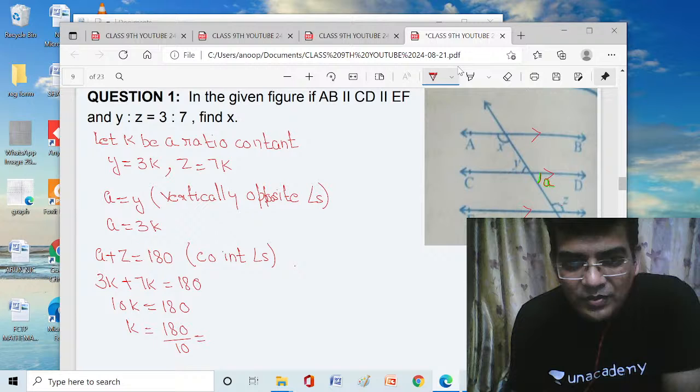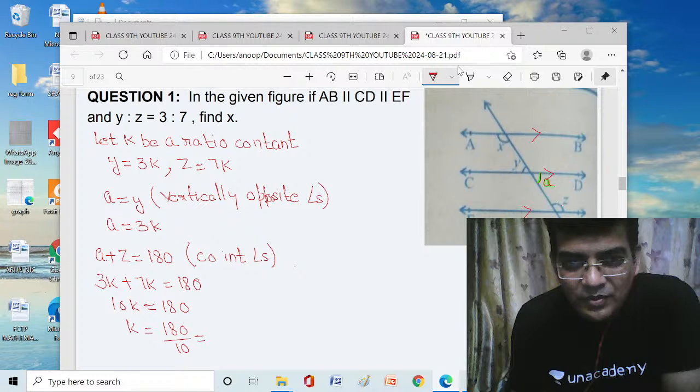So I've calculated y. Now moving on to the next, I can calculate z, because z was also in terms of k. It's 7k. So z is equal to 7 into 18. So let's multiply it. 7 into 8 will give me 56, carry over 5, 7 into 7 and 5, so 126. So I've got y, I have got z.